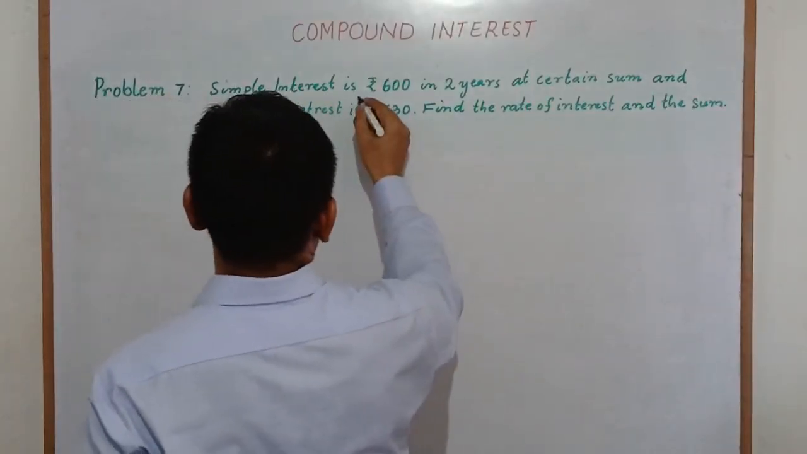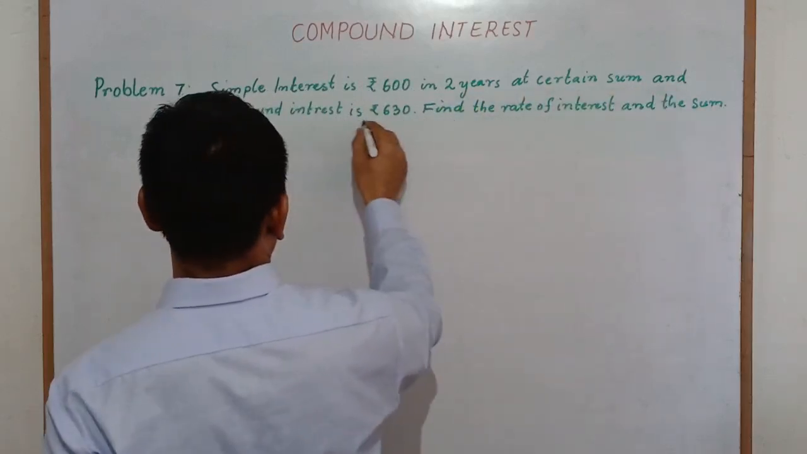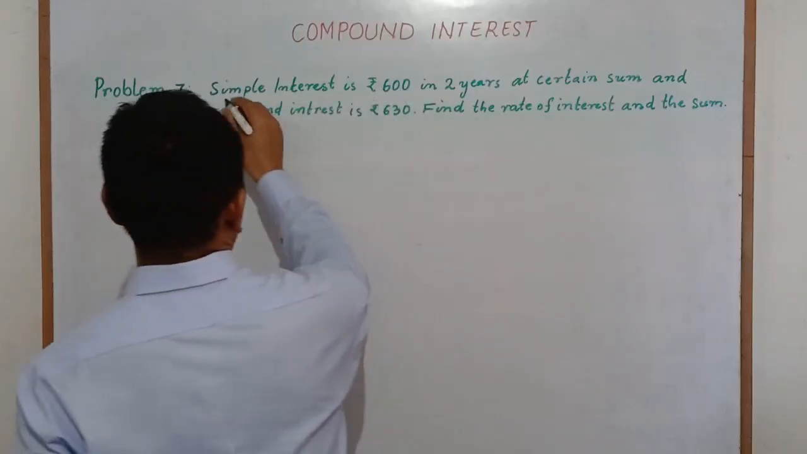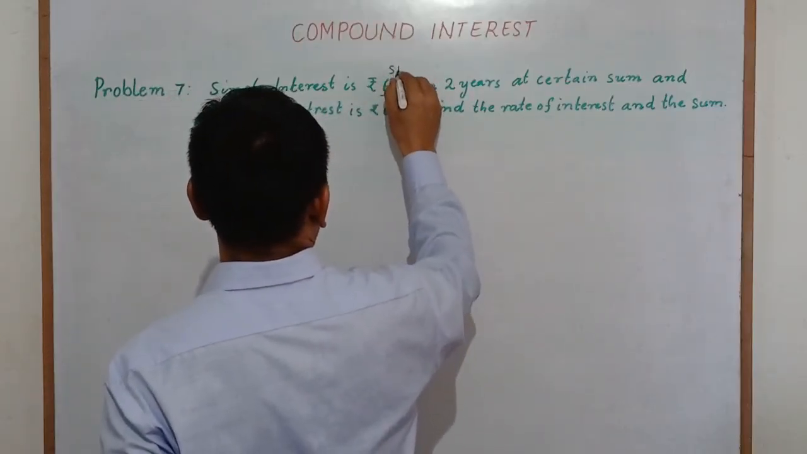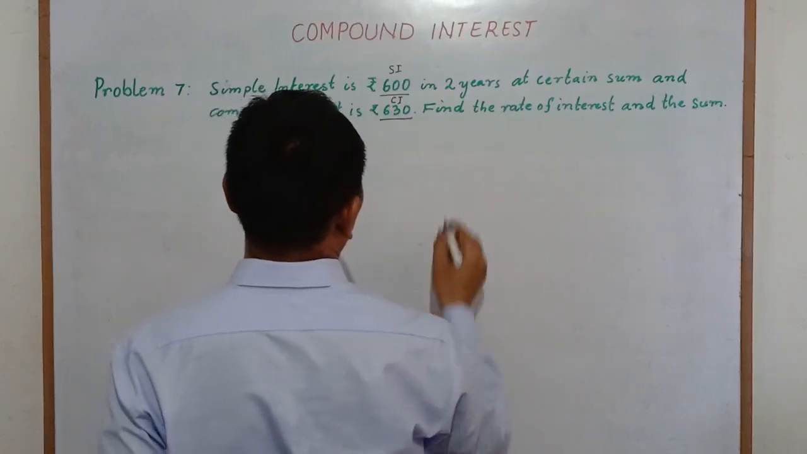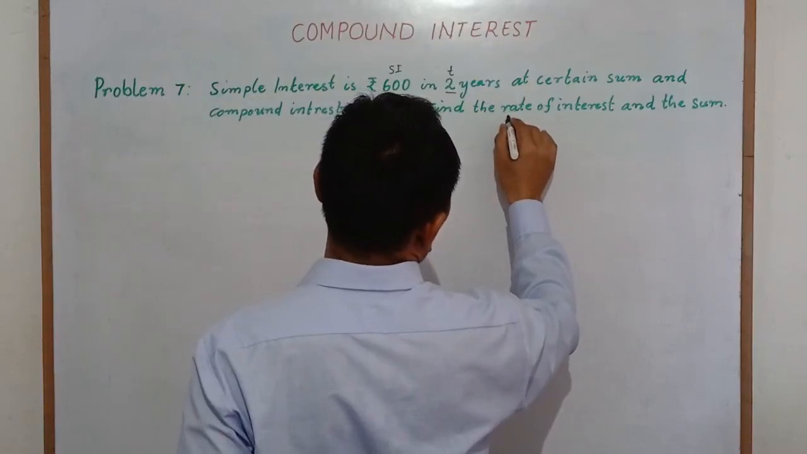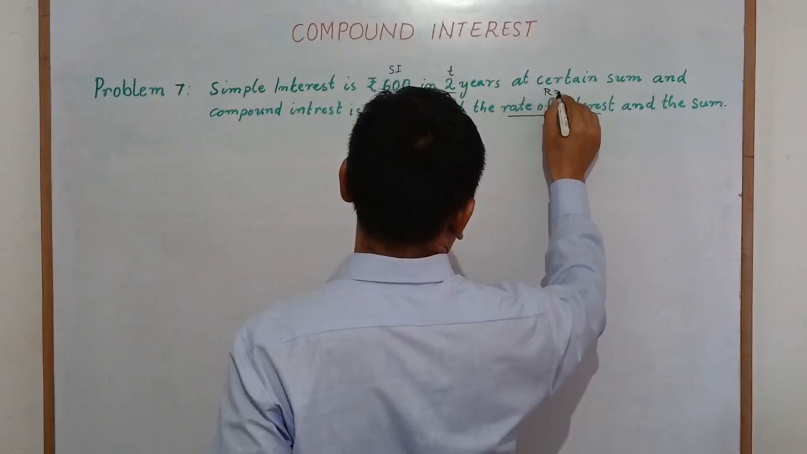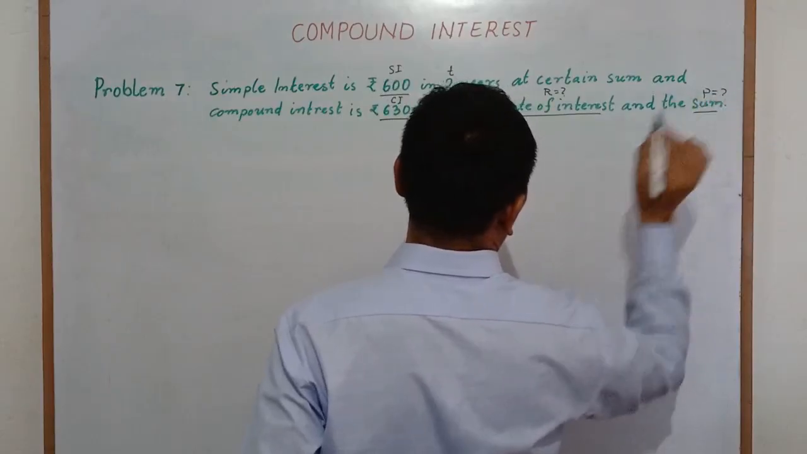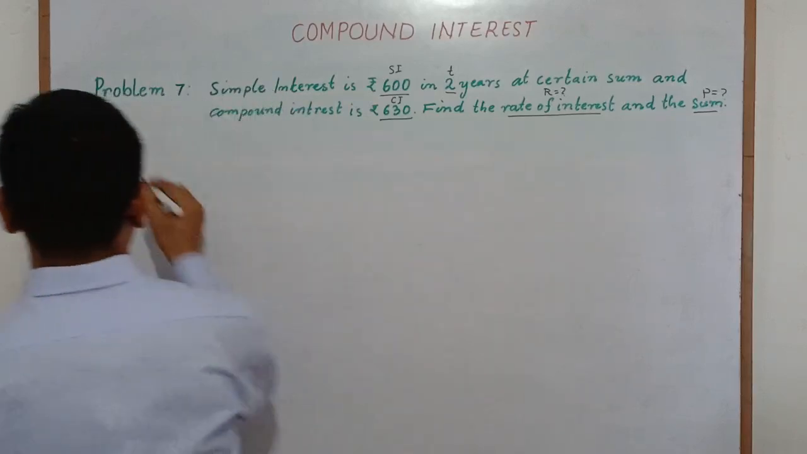Now the next problem. The simple interest is rupees 600 in 2 years on a certain sum and the compound interest is rupees 630. Find the rate of interest and the sum. So simple interest is 600, compound interest is 630, time is 2 years. We need to find the rate of interest R and the sum, that is the principal.